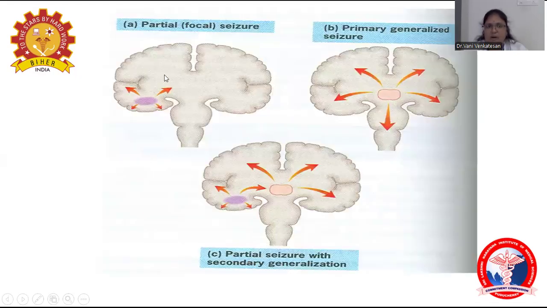This is a pictorial representation of partial seizure. Primarily, you can see the partial or focal seizure, where a particular area of the brain is involved, here the temporal lobe, and here the occipital lobe. And in this picture, partial seizure with secondary generalization: initially the occipital lobe of the patient is involved, along with the seizure with secondary generalization.